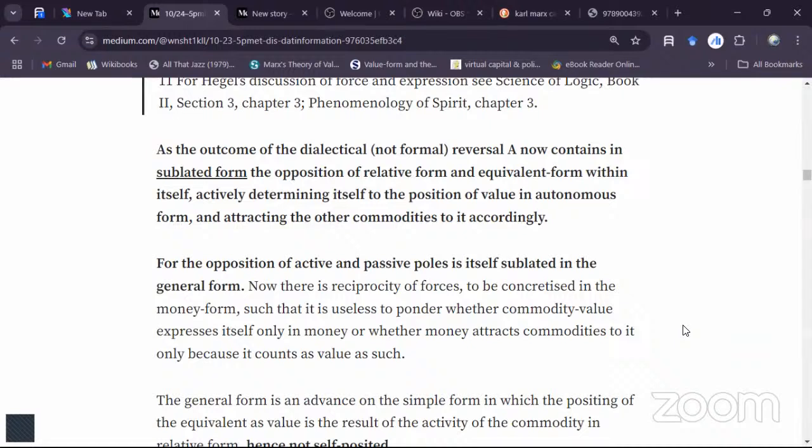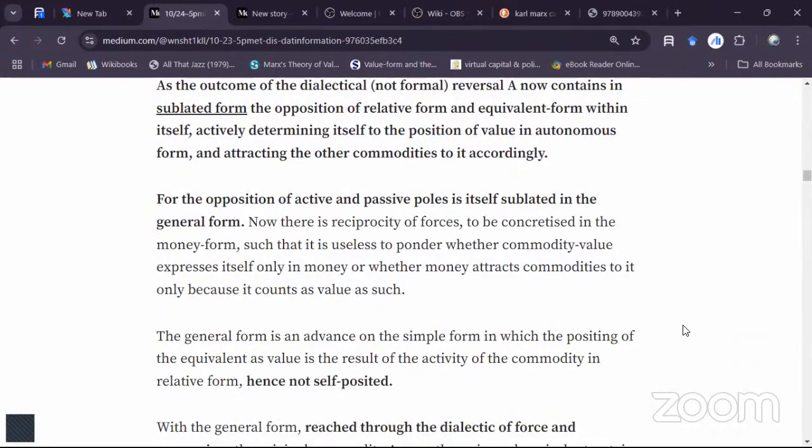Now, there is reciprocity of forces to be concretized in the money form such that it is useless to ponder whether commodity value expresses itself only in money or whether money attracts commodities to it only because it counts as value as such. And this misidentification of what counts as value is sort of the whole Trump story. The general form is an advance on the simple form in which the positing of the equivalent as value is the result of the activity of the commodity in relative form, hence not self-positive.